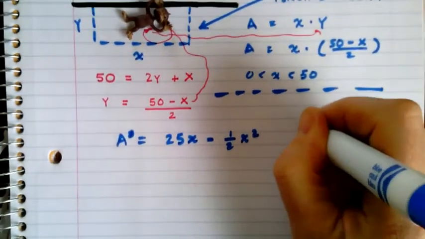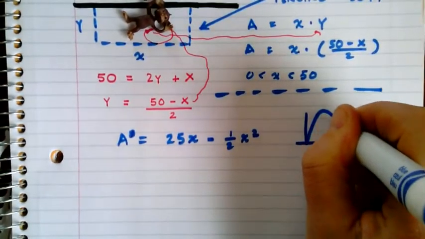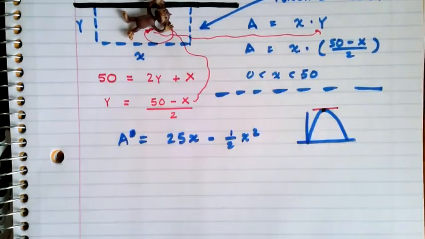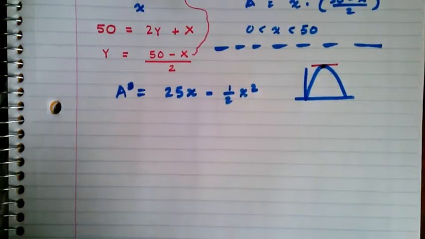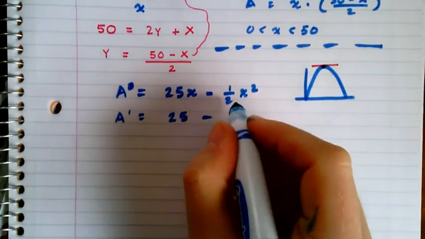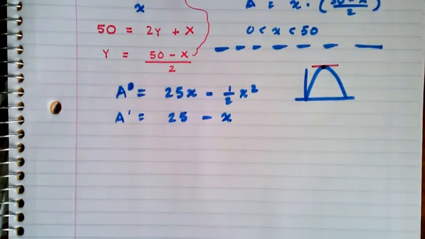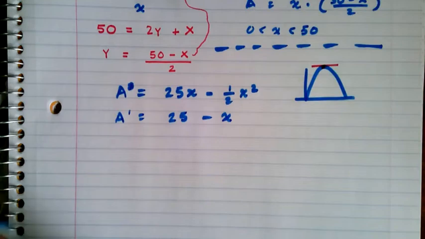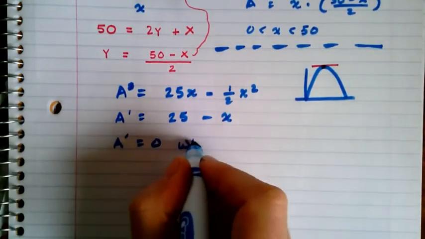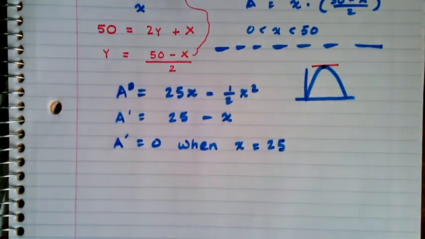I'd also like to note that that right there is a facing-down quadratic, so that we know that when we get our critical point right here, it will be a maximum. So the derivative would be 25 minus x, which means that A prime equals 0 when x is 25.